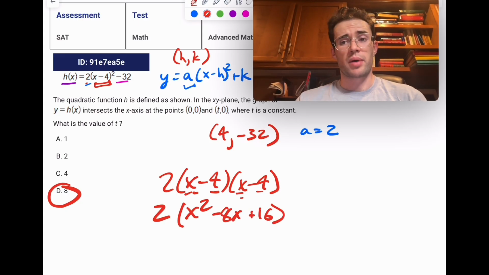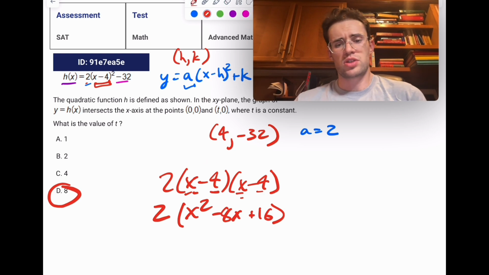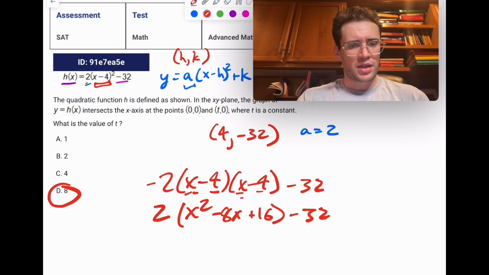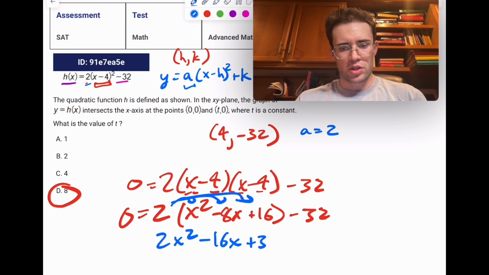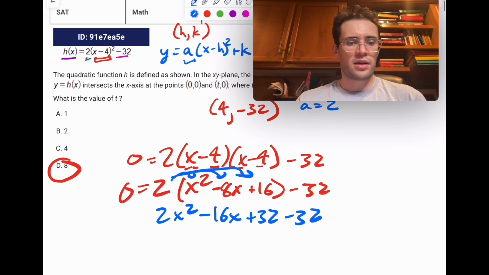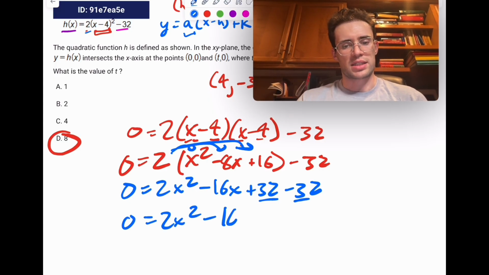The whole thing is being multiplied by 2. You could also multiply it by 2 first, then do the foiling if that helps you, but to me, I think it's a little bit easier this way. We want to find the zeros, so when y is equal to 0. And now I'll distribute this 2 to everything. It gives me 2x squared minus 16x plus 32 minus 32, equal to 0. Now positive 32 and negative 32 cancel out, so we're just left with 0 equals 2x squared minus 16x.